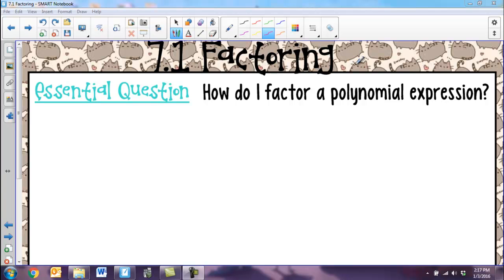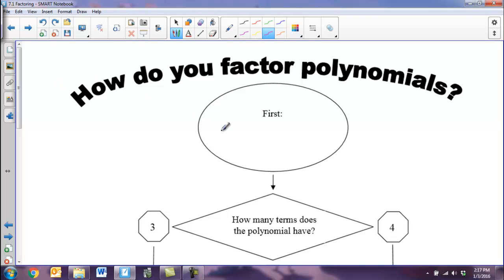It should be a review, but it's going to help us do the other things in Unit 7 that deal with all the polynomials. So today we're going to focus on how do I factor a polynomial expression. Okay, and so we're going to start with that graphic organizer that I passed out, and this is going to kind of lead you through the steps of how you factor a polynomial.